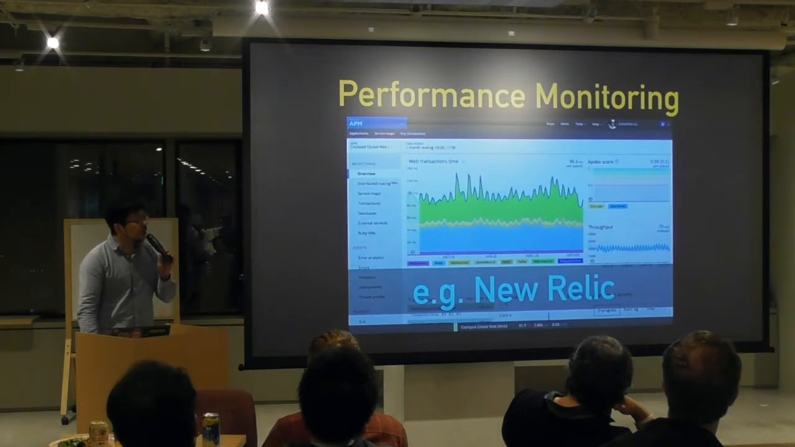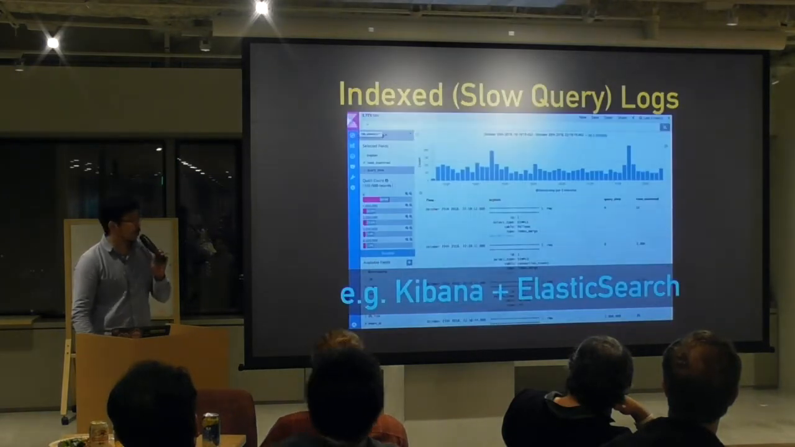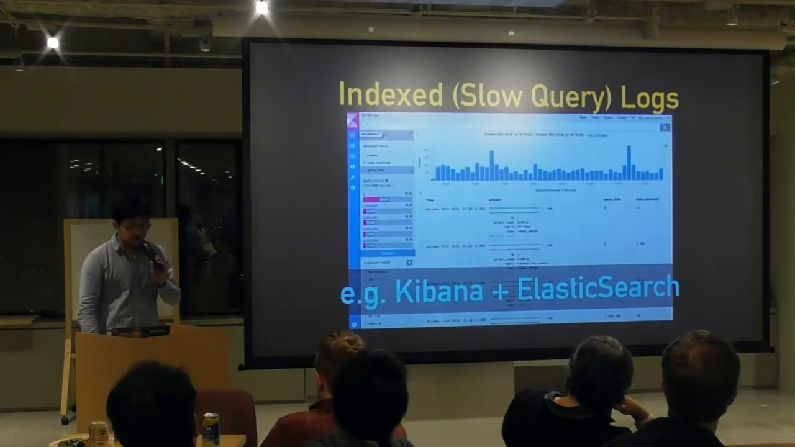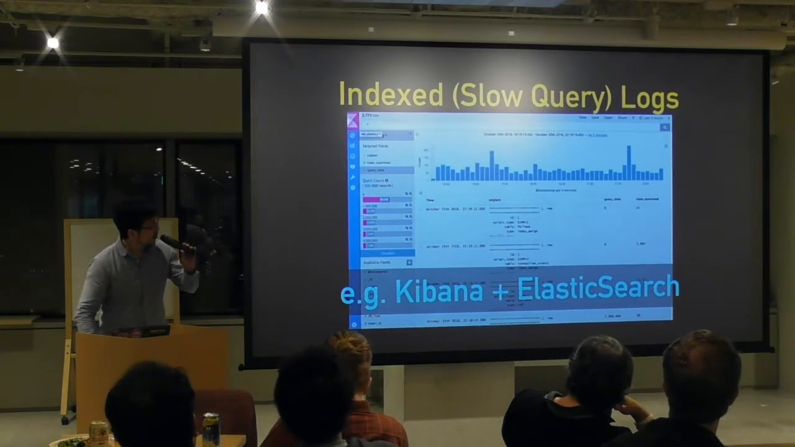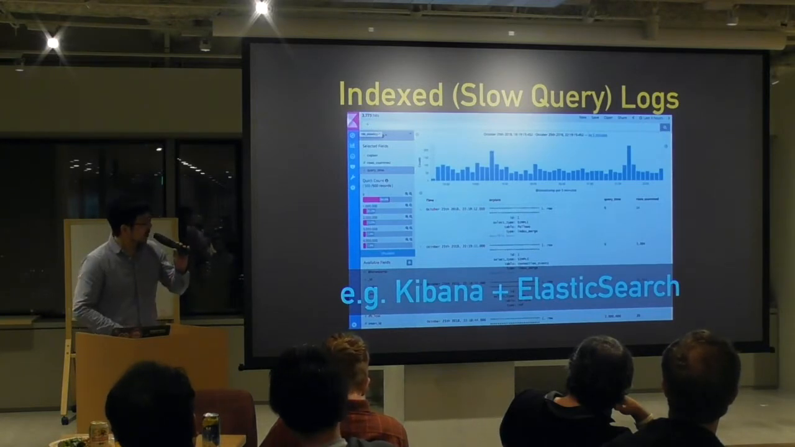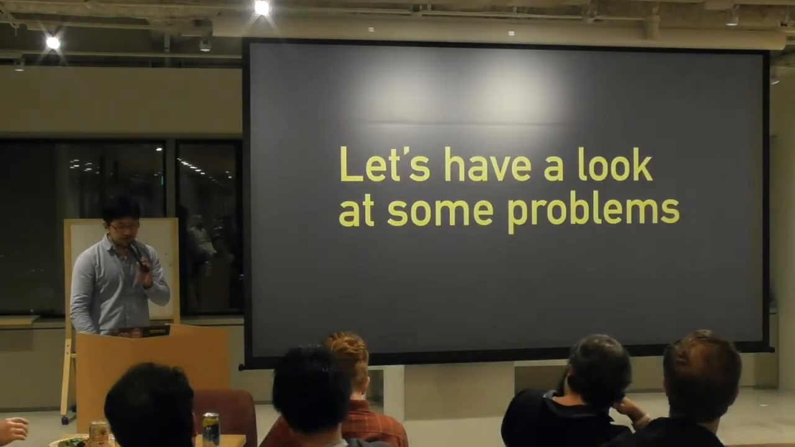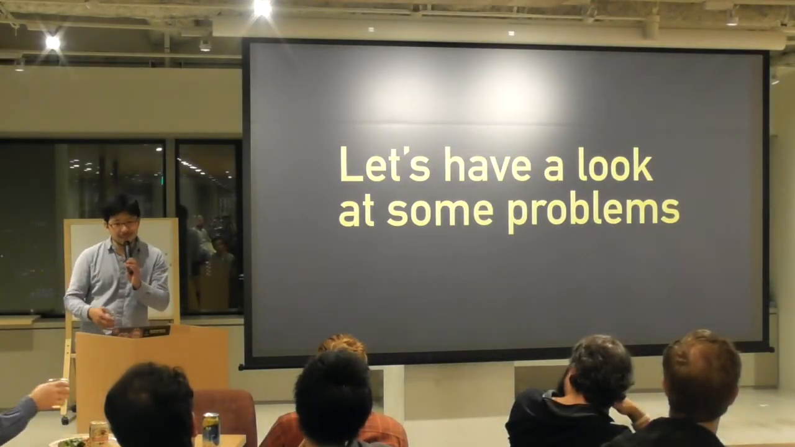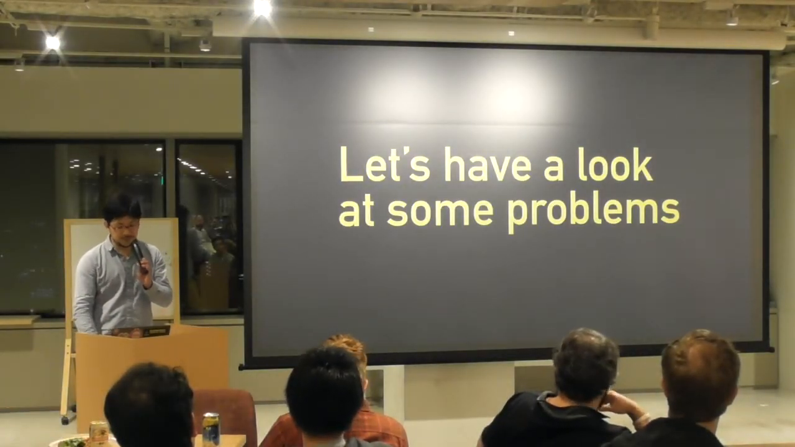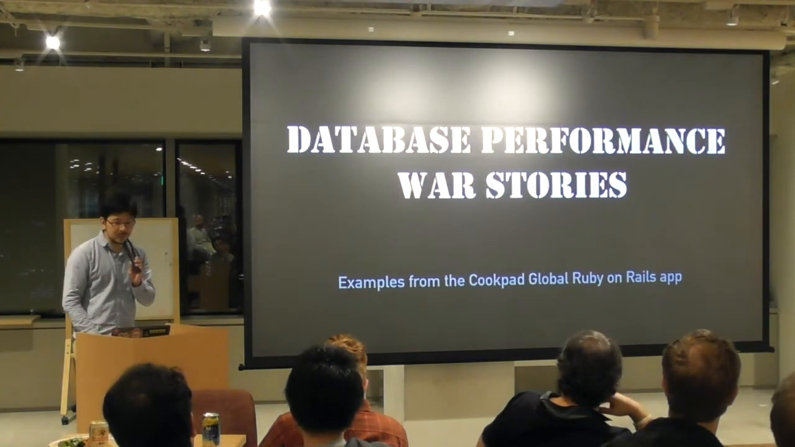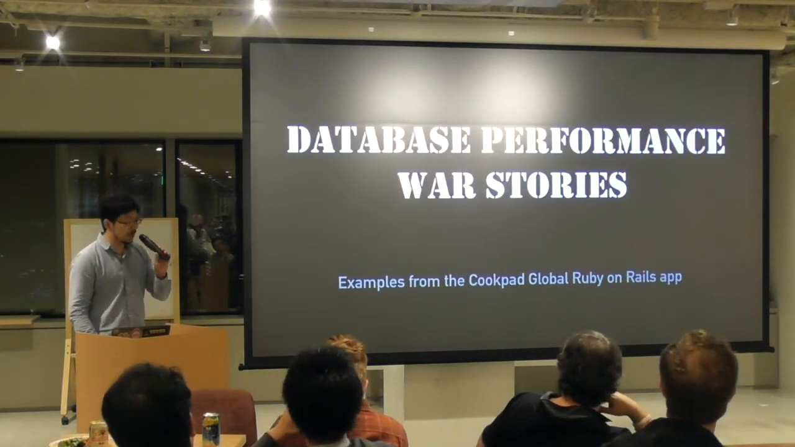So one useful thing to look at for that is your slow query logs. We visualize ours with Kibana and Elasticsearch. We just dump all the logs in there and have Kibana and Elasticsearch index it for us. So with these in hand, you can solve a lot of problems. I'm just going to introduce a few problems that I've seen in the past year or so. These are some database performance war stories taken from our global app.